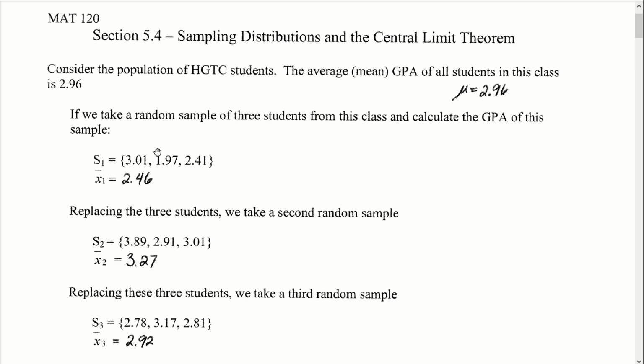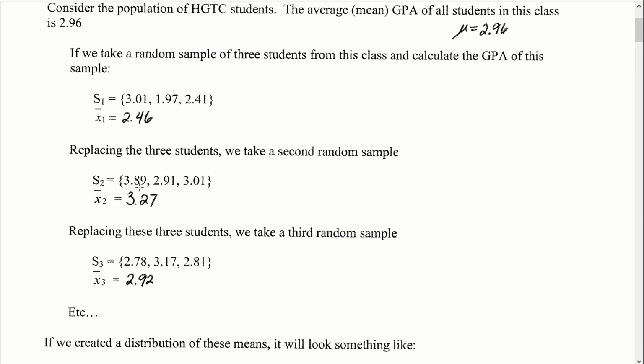So we're going to pick one sample of size 3. Let's call this the set S1. And suppose these are the GPAs of 3 students. There was a 3.01, 1.97, and a 2.41. If you take these 3 numbers, add them all up and divide by 3, we would find that this sample mean, let's call it x1 bar, would be equal to 2.46.